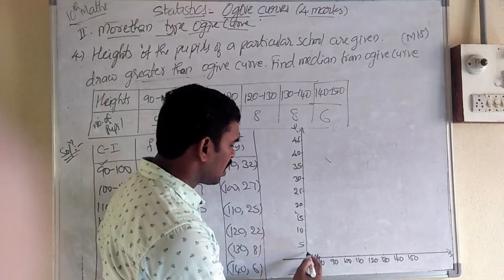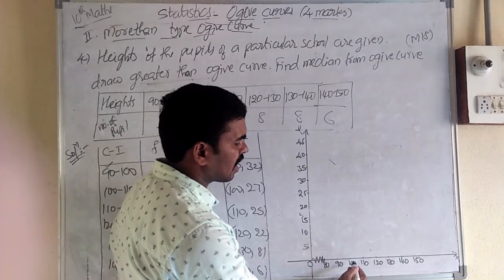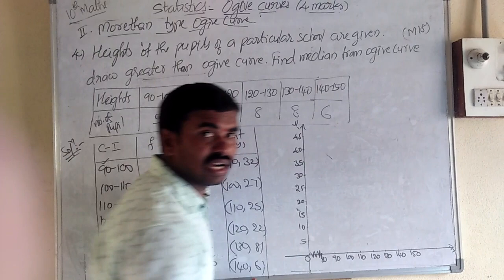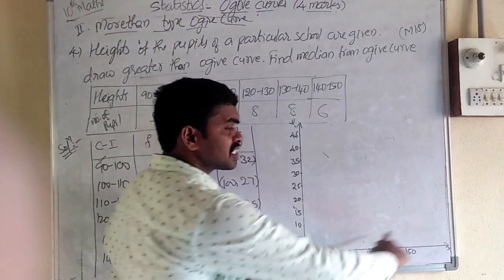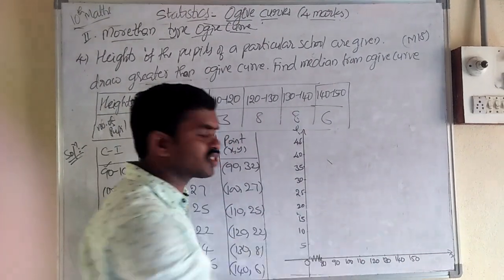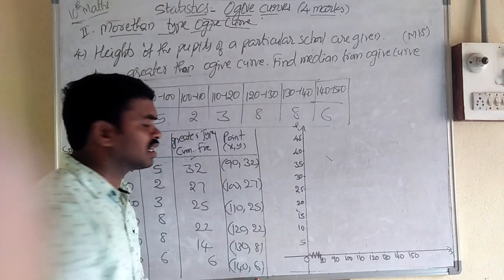That's why I am drawing like this and taking from 80 and then 90, 100, 110, 120, 130, 140, 150. So 10 units are taken. If graph sheet is sufficient, then you can take 0, 10, 20, 30, 40, 50 also. That depends on our graph sheet and our numbers.